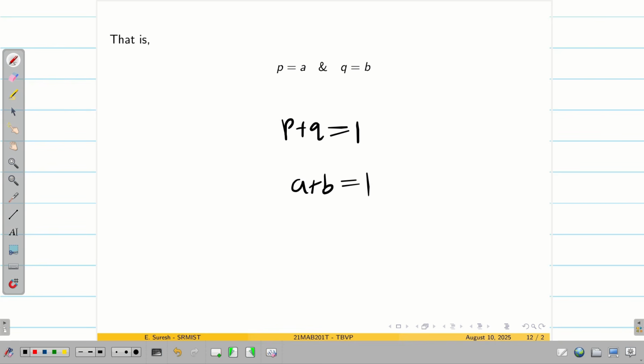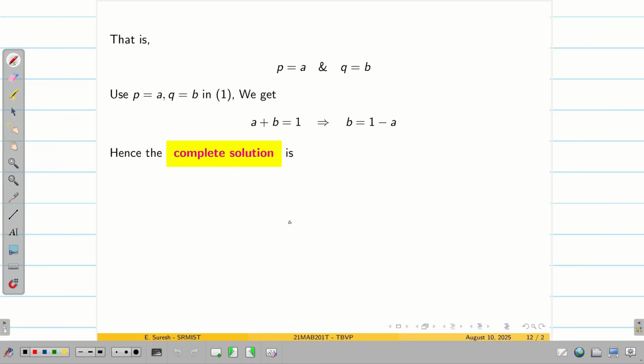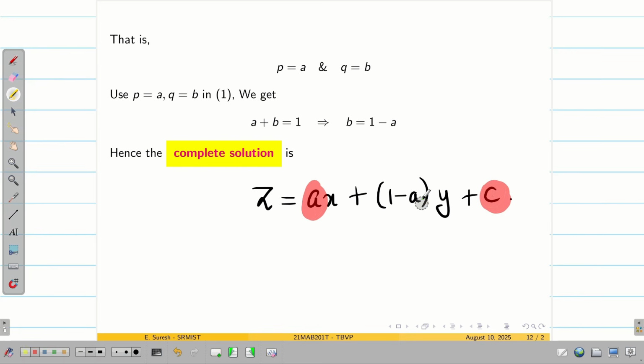But my complete solution should contain only two arbitrary constants, because in this first order PDE I have two independent variables. So I am going to replace b by 1 minus a in equation 2. Therefore my complete solution is z equal to ax, b I am replacing by 1 minus a, into y plus c. Now this solution consists of two arbitrary constants a and c. So this is going to be the complete solution for my problem.